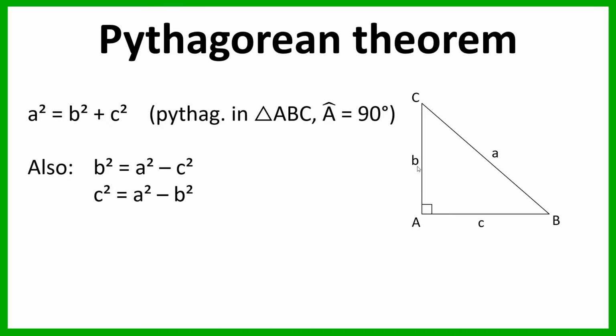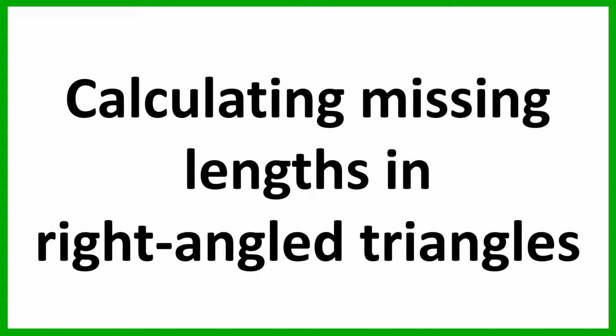So if you want to work out what b is, it's going to be b squared equals a squared, which is the hypotenuse, squared, minus c squared. Or if we want to work out c, we're going to take c squared equals the hypotenuse squared, which is a squared, minus the other side squared, so that's minus b squared. Now we're going to go and practice calculating missing lengths in right-angled triangles.